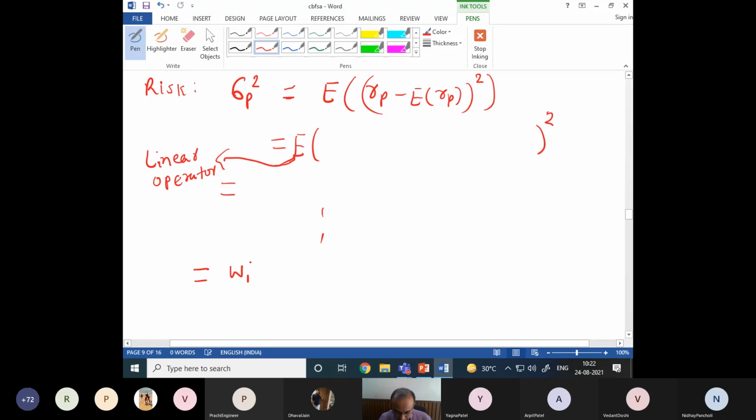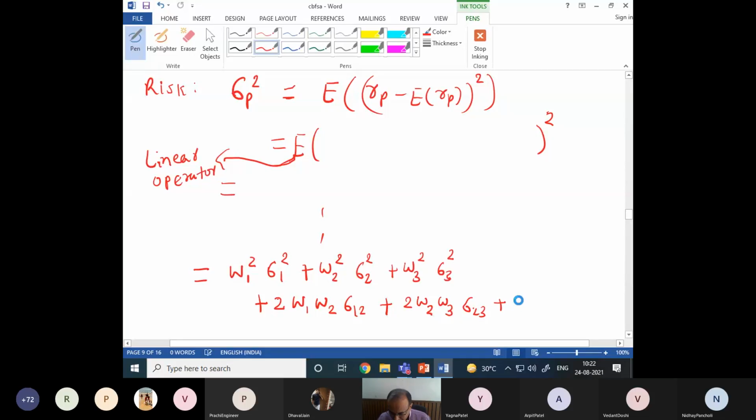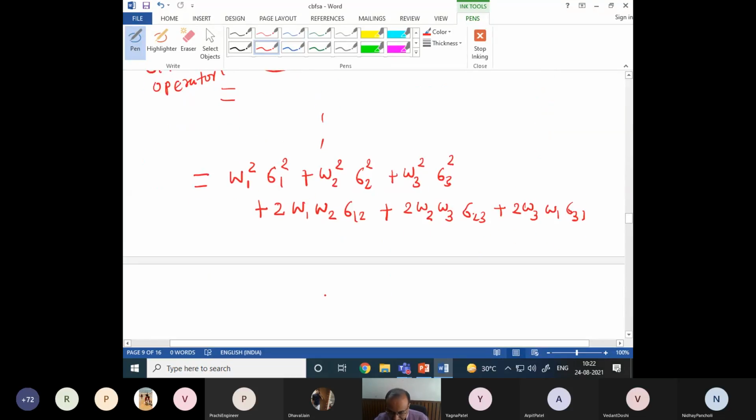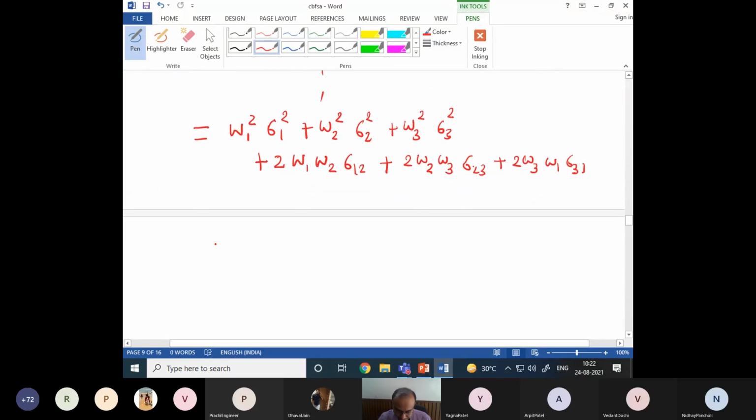It will give you W1 square sigma 1 square plus W2 square into sigma 2 square plus W3 square into sigma 3 square, plus you will find there are cross terms: twice W1 W2 sigma 1 2 plus twice W2 W3 sigma 2 3 plus twice W3 W1 sigma 3 1. So you get this, right? You try it, you get it in a similar way to what we derived for the two security case.